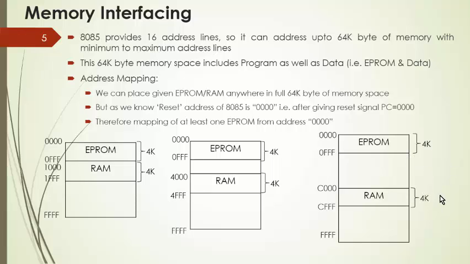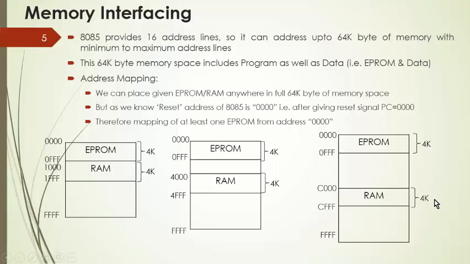Again in the third case, 4 kilobyte of EEPROM is placed starting from 000 to 0FFF, and here the 4 kilobyte of RAM is placed in the memory space starting from address C000 to CFFF hex. Again, if you subtract the initial address C000 from the final address CFFF, you will get FFF. That means approximately 4 kilobyte of memory capacity.